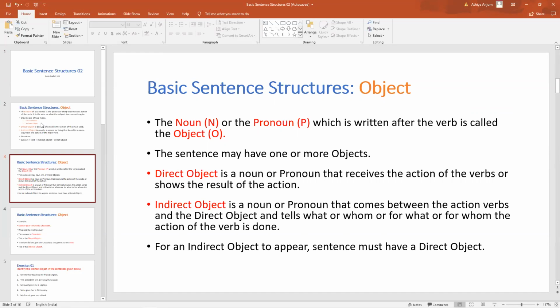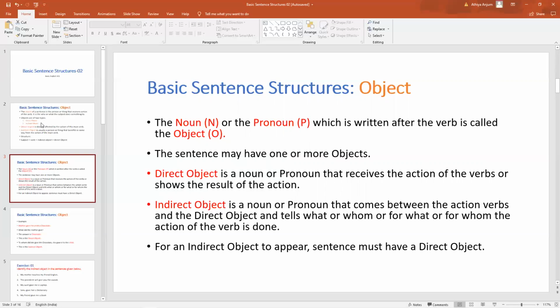So once again, the direct object is a noun or a pronoun, right? So it has to be either a noun or a pronoun. You cannot have anything else in the place of the object, or sometimes even phrases also. Okay, that receives the action of the verb or shows the result of the action. All right. Then the indirect object is a noun or a pronoun that comes between the action verb and the direct object. This will be in between the verb and the direct object, action verb, which shows direct action.